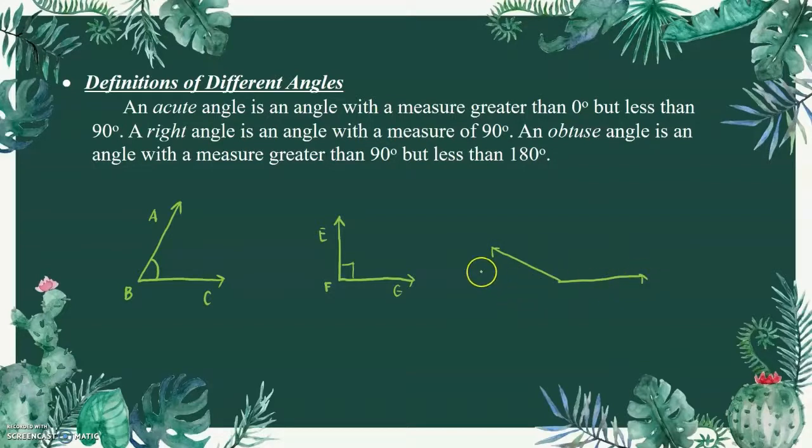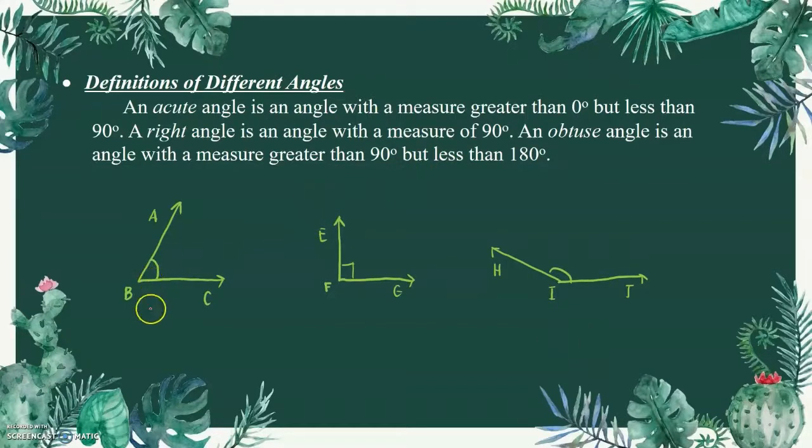Okay, we have here angle HIJ. So angle HIJ is an obtuse angle because angle HIJ measures greater than 90 degrees but is less than 180 degrees.